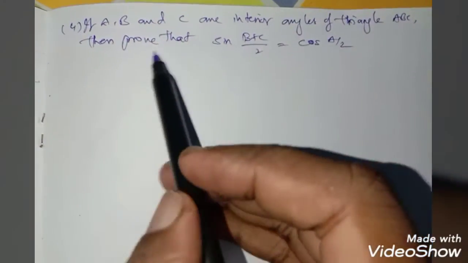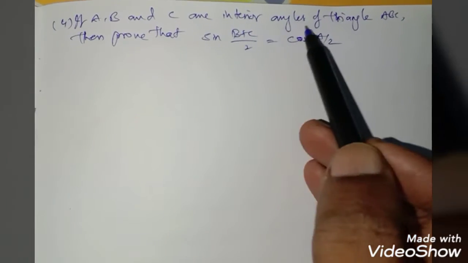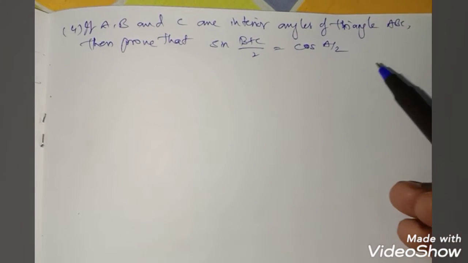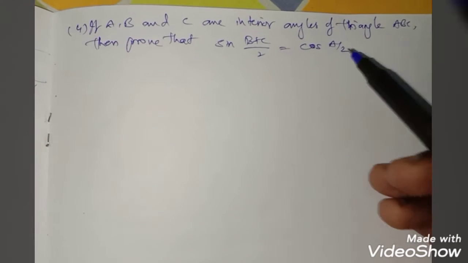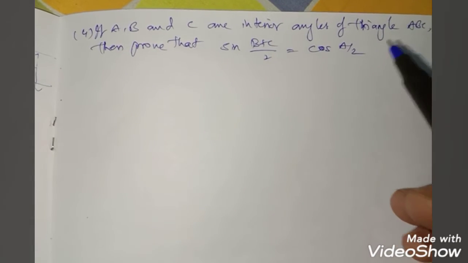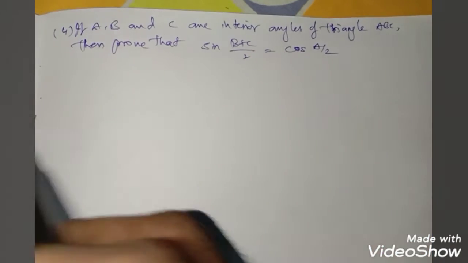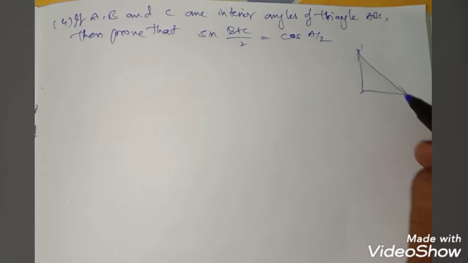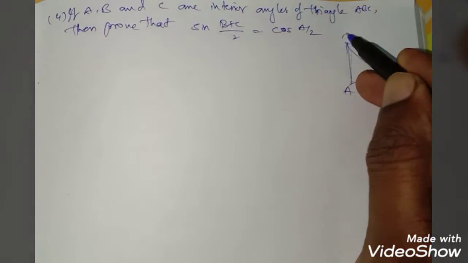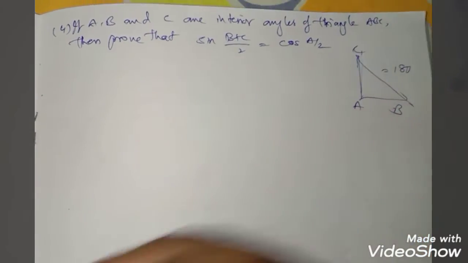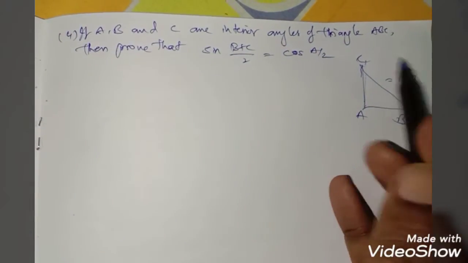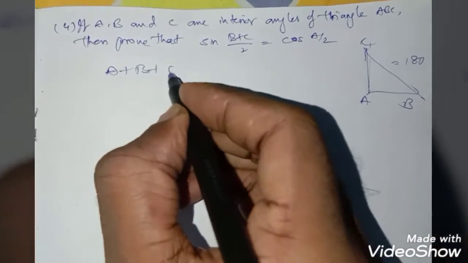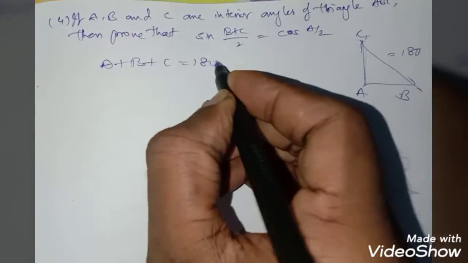So your next question is given as, if A, B and C are interior angles of a triangle ABC, then prove that sine of (B plus C) by 2 is equal to cos of A by 2. Interior angles means you have to show this one. Now how to show this value? Already we know that in a triangle, the sum of all angles is equal to 180 degrees. Right, now I am using that concept. So I can write this one as A plus B plus C is equal to 180 degrees.